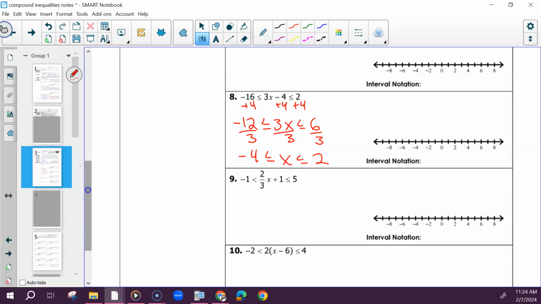Okay, so if we were graphing that, these would both be closed. Starting at -2, ending at 2. How would we write that in interval notation? Bracket. Okay. So these will either be both brackets, both parentheses, or a mixture. Any questions on that one?